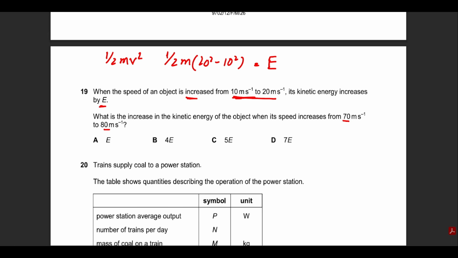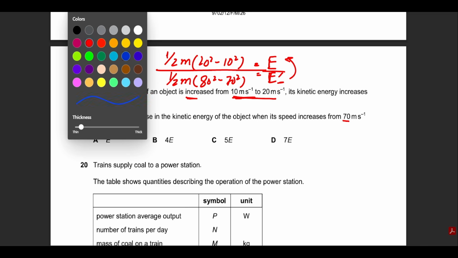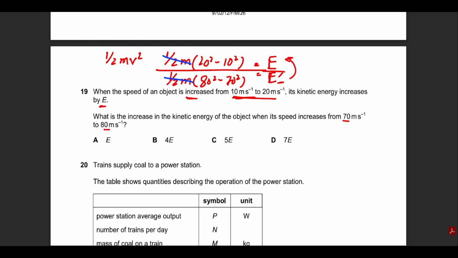Since I'm going to compare this energy with the new situation, and I am comparing with half m into 80 squared minus 70 squared, with the new energy E dash, why not flip this? Because I want this to be found out, or you can just simply use this one. So half m cancels out. We're doing the comparison. And when you put this in the calculator, you will find that the answer is going to come out as 5E.